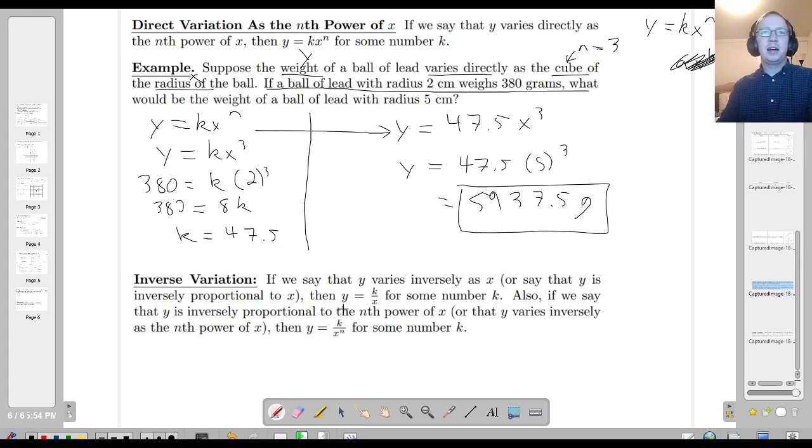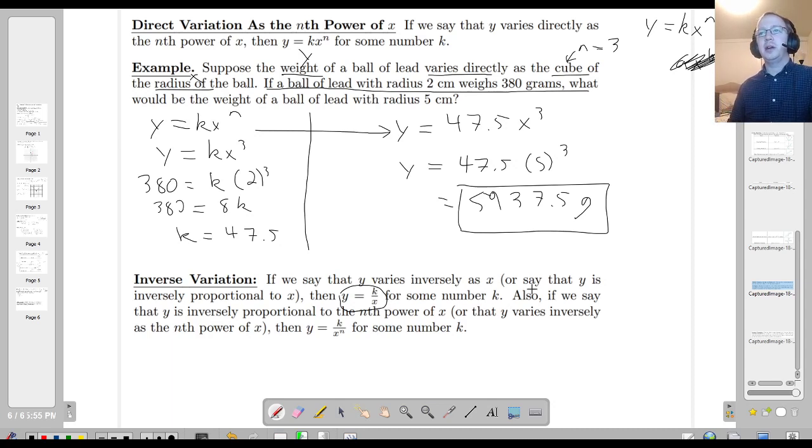One last thing to add here: there is another type of variation we might see, called inverse variation. If we say that y varies inversely as x, or y is inversely proportional to x, then instead of the equation y equals kx, we're going to have y equals k divided by x. That's the big difference. Direct variation means multiply. Inverse variation means we're going to divide by x.